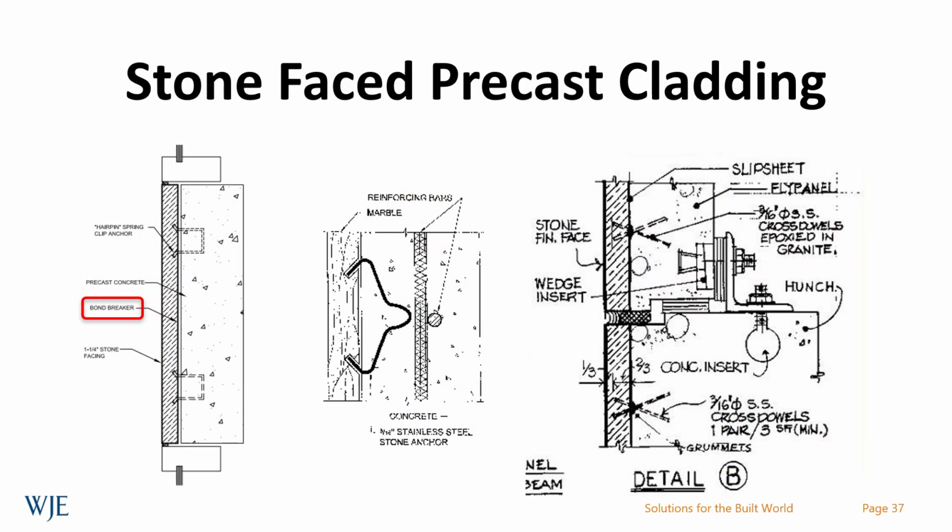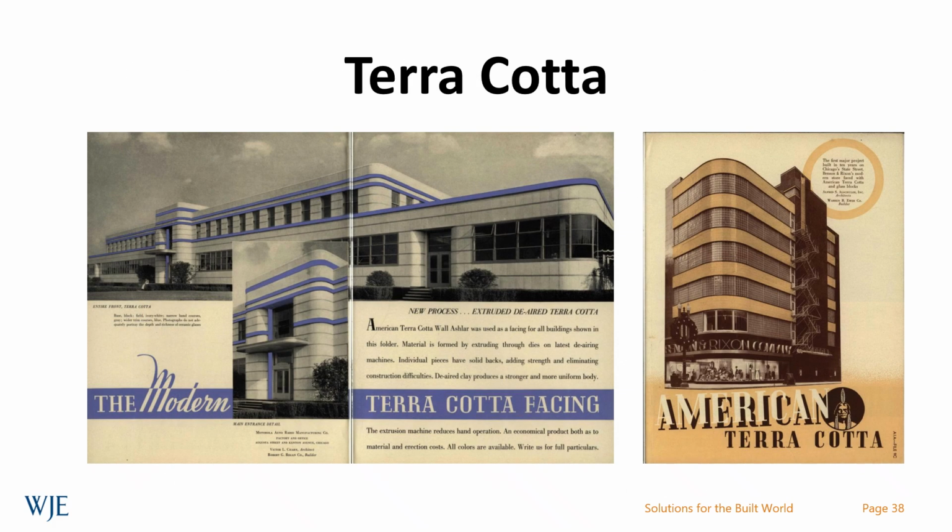Another system that was popular was stone face precast panels, in which one or several stones were anchored to a concrete panel, and then those were lifted into place and installed. Terracotta was being used as a cladding material, but not to the same extent as it had been previously.